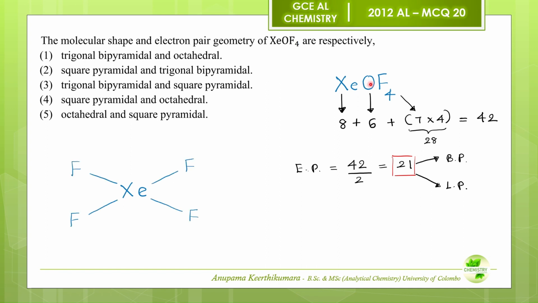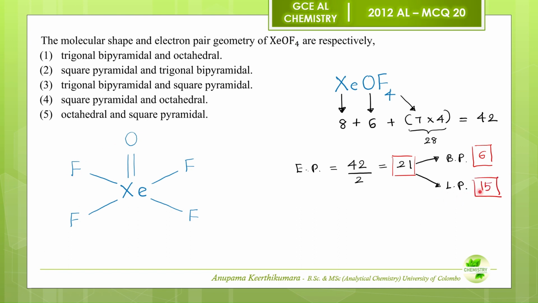Oxygen usually forms a double covalent bond with the center atom. Therefore, we will connect this oxygen atom to the center atom using a double covalent bond. Now we have assigned 6 bond pairs. There are 21 electron pairs in this molecule and we have assigned 6 bond pairs. Therefore, the number of lone pairs is 15.